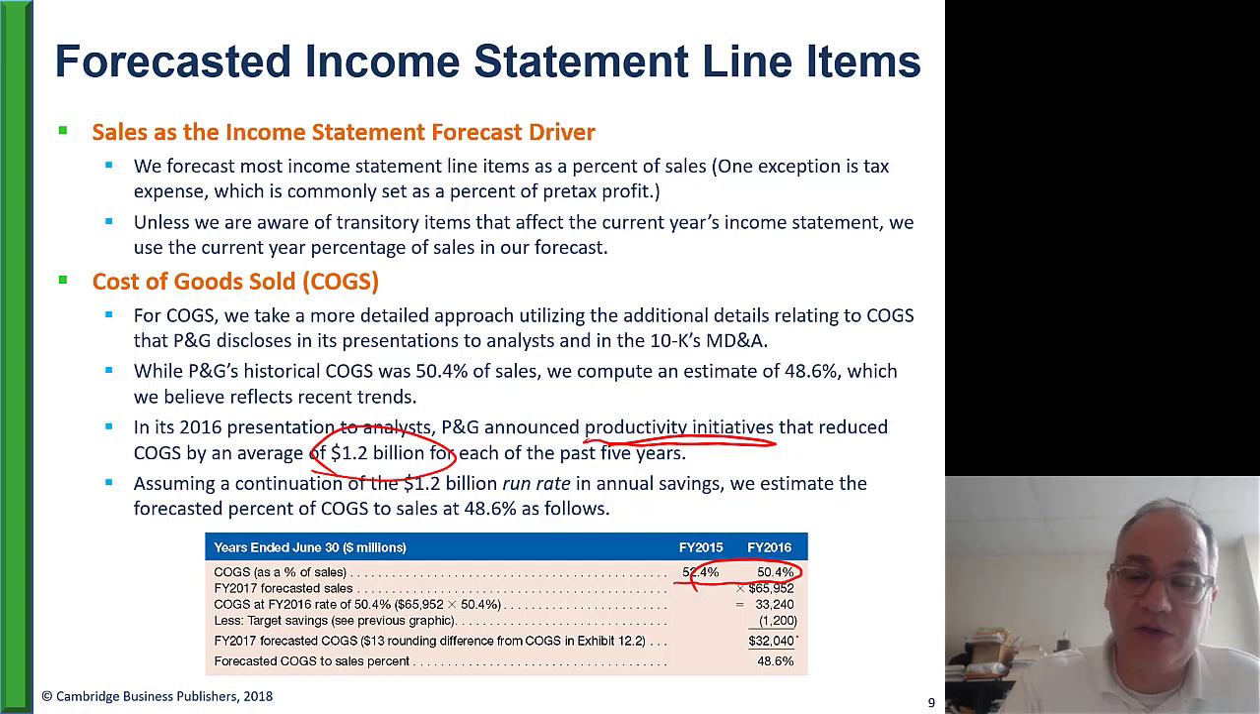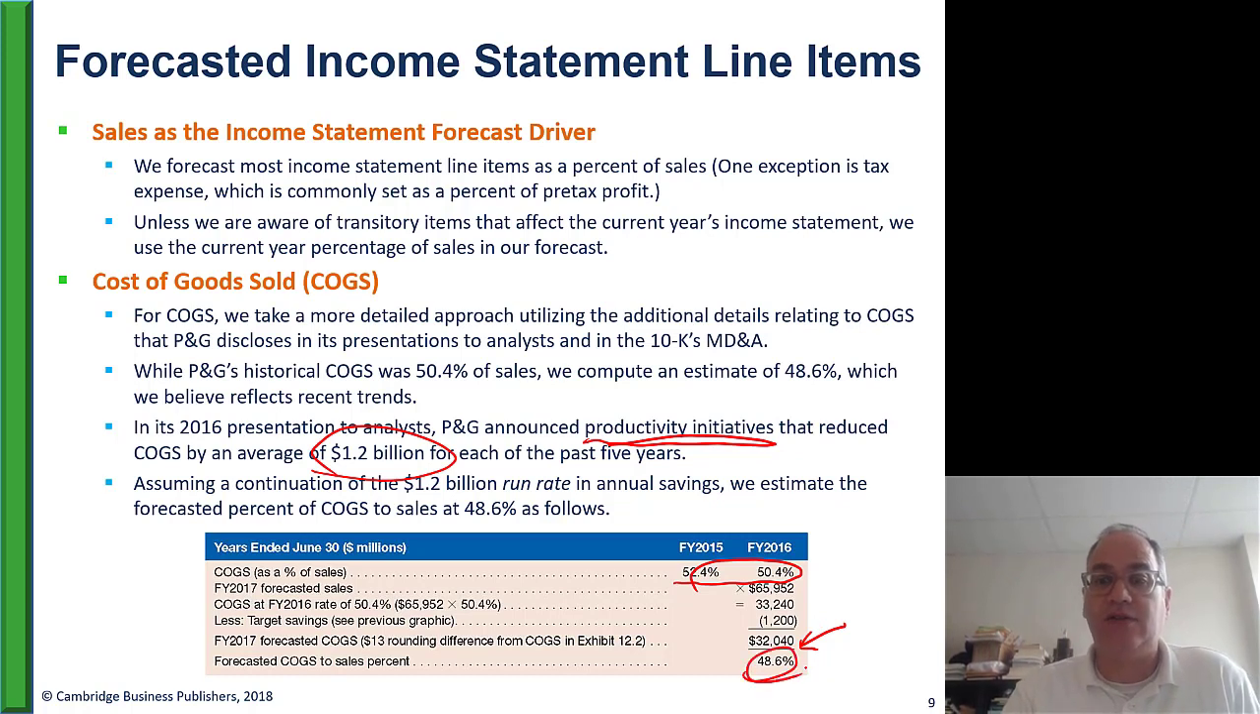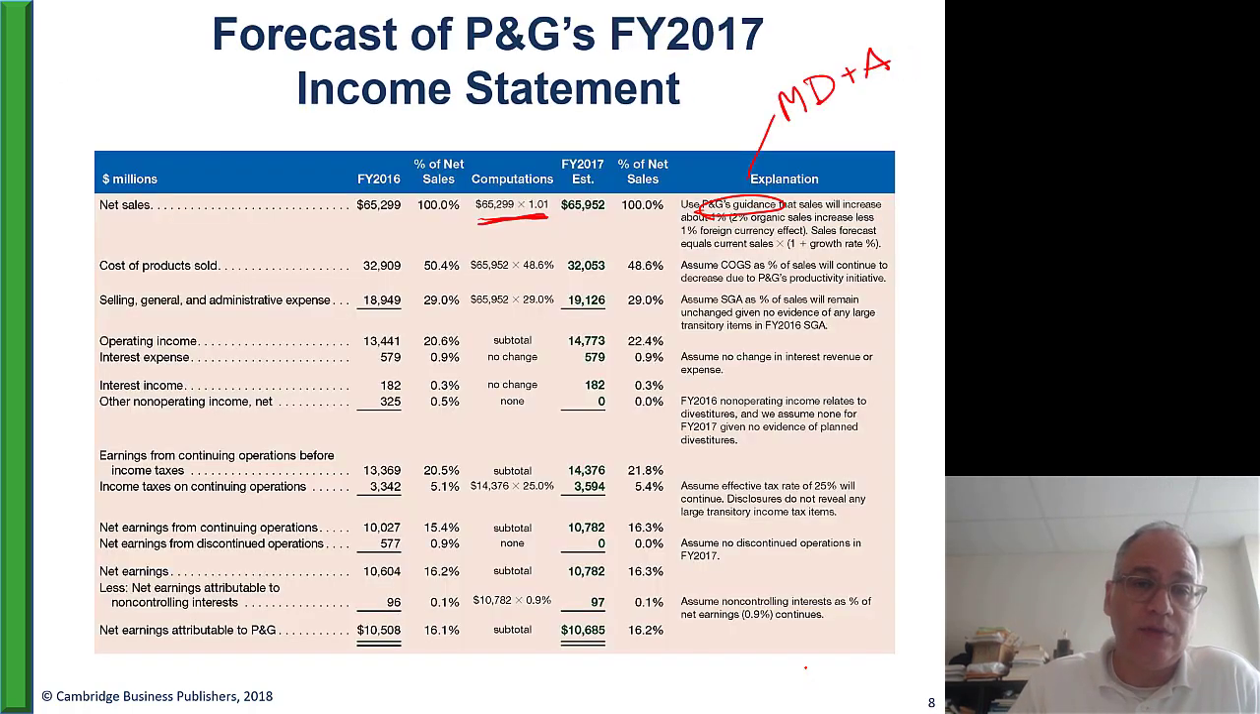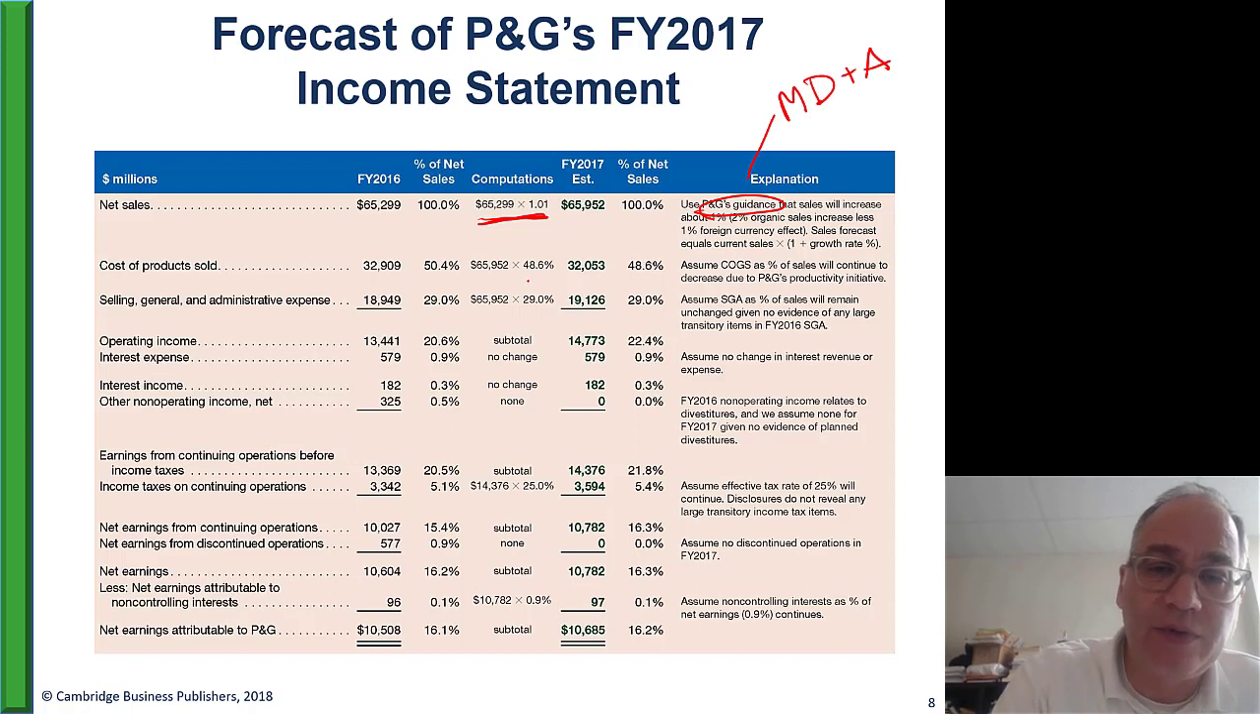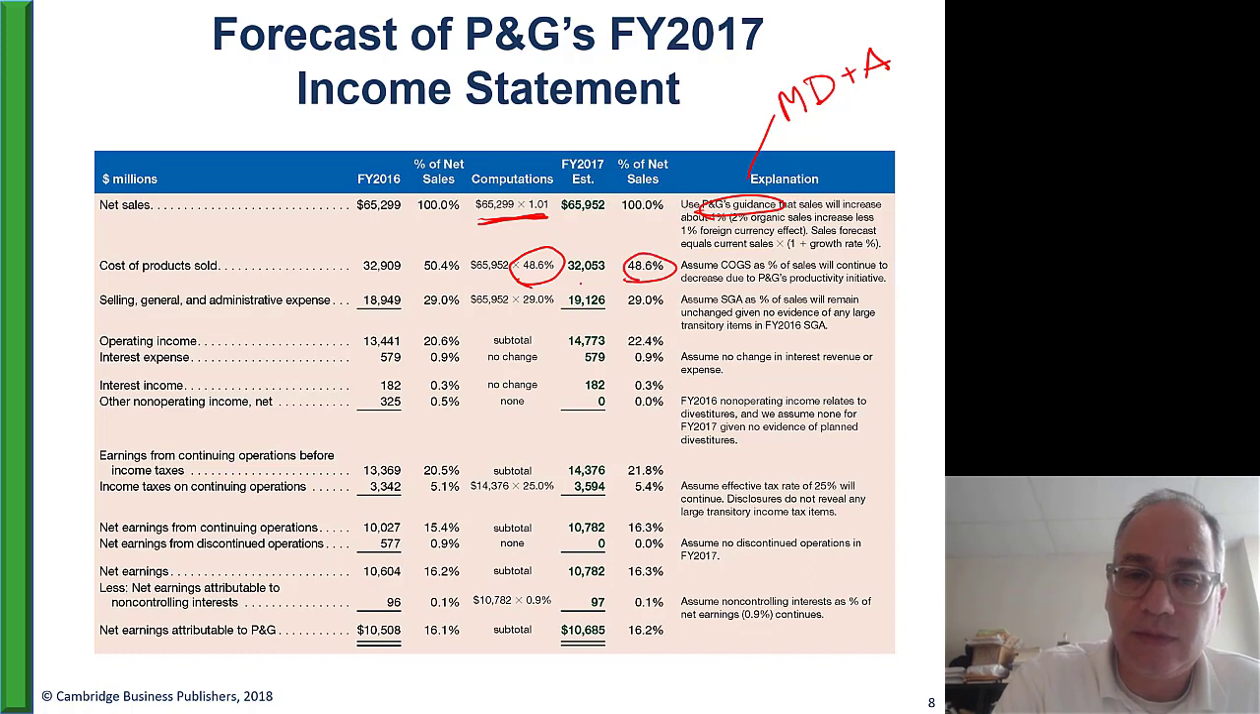If so, cost of goods sold would only be 32,040 or 48.6% of sales. And notice that sales is going up, so cost of goods sold is going to go down by $1,200, but at the same time it's going to increase in proportion to sales. So that gives us this 48.6% here. And that gives us our estimate of 32,053. And this is in millions, so it's $32,053,000,000.